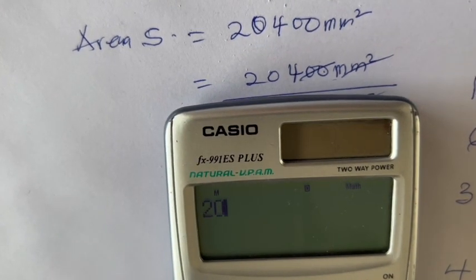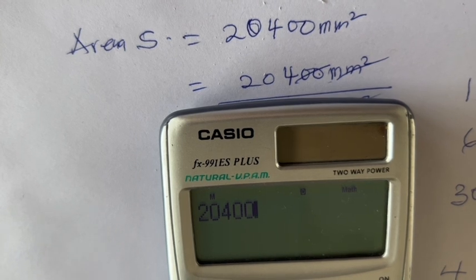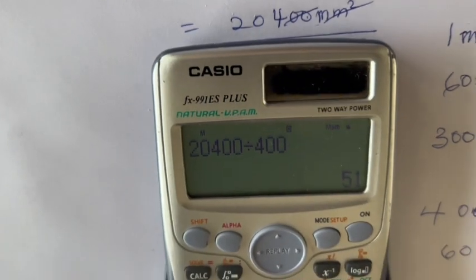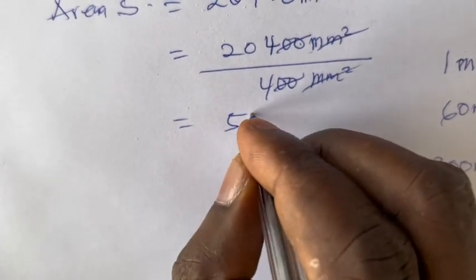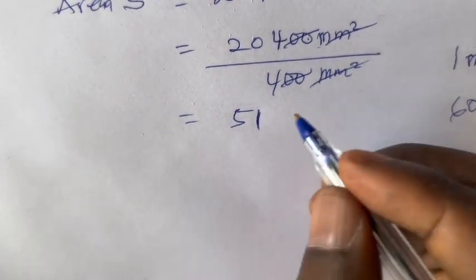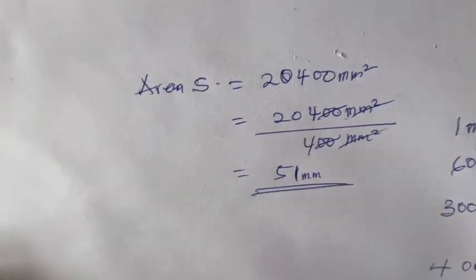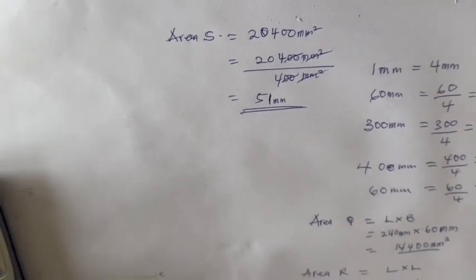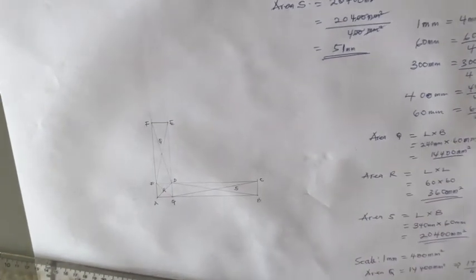And then when we come here, let us use our calculator to solve this. So 20,400 divided by 400, and that is giving us 51. So this is going to give us 51. So we'll keep the mm, but all these ones that we found now are giving us the load line. So that will give us how our load line is going to be.